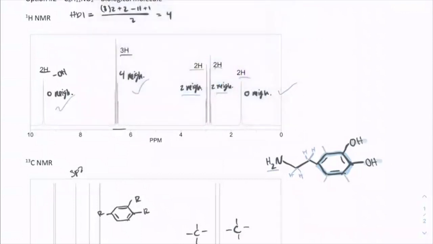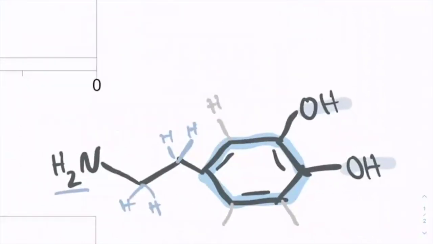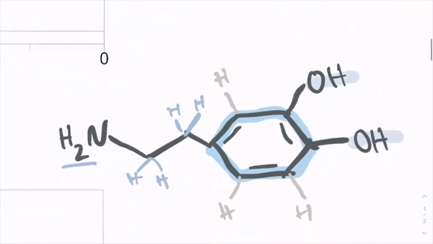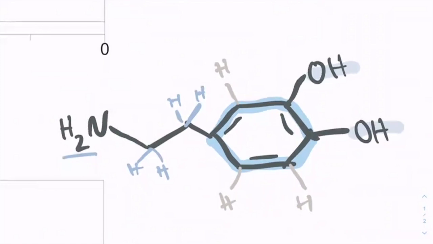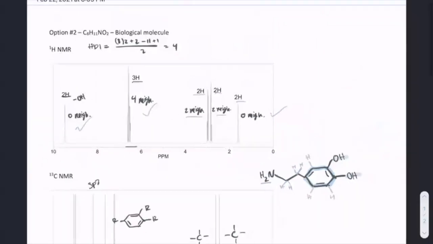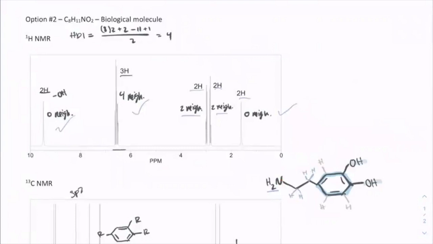Wait, what about the HDI being 4? Yeah, that adds up. We have one ring and then 3 pi bonds, so 4. There's 8 carbons. Oh, you count the pi bonds in the ring? Yeah. I thought you count. Never mind. I thought you did them all the same. And there's how many nitrogens? 1. I think we're good. I count 11 hydrogens, 8 carbons, 1 nitrogen, 2 oxygens. 1, 2, 3. All right, I counted it.